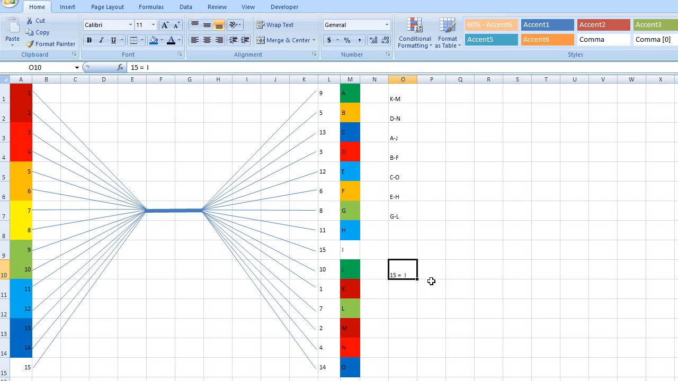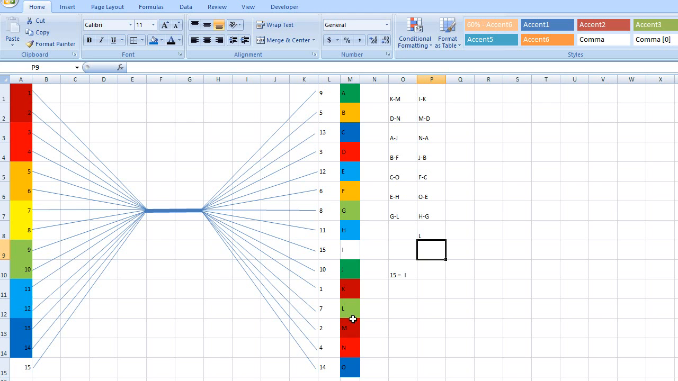Now what we're going to do is pair I. Okay, this is our new pair. We're going to rewire the right hand side. We're going to pair I with K, M with D, N with A, J with B, F with C, O with E, H with G, and L is going to be without a pair. So let's rewire this, alright?